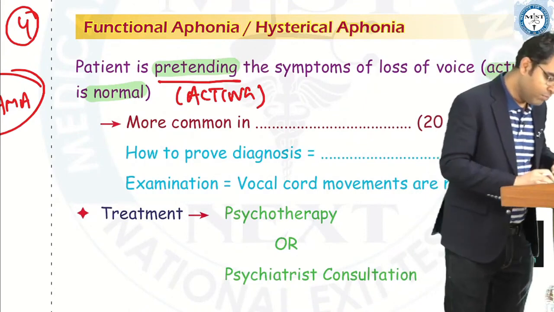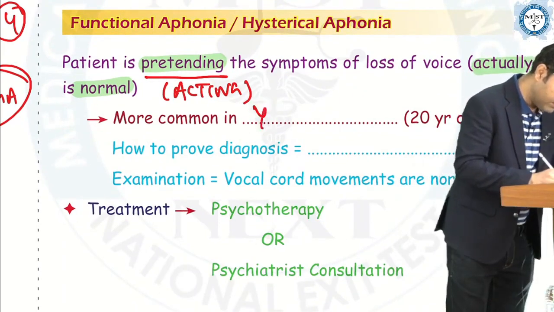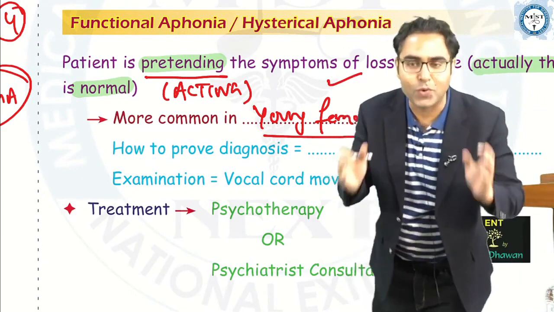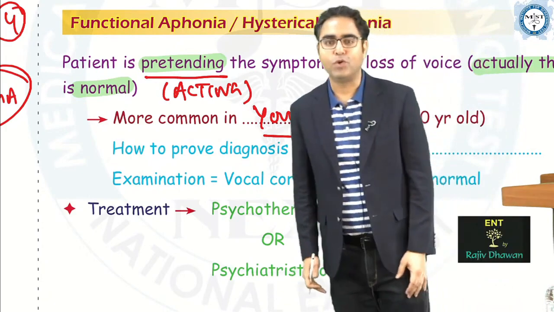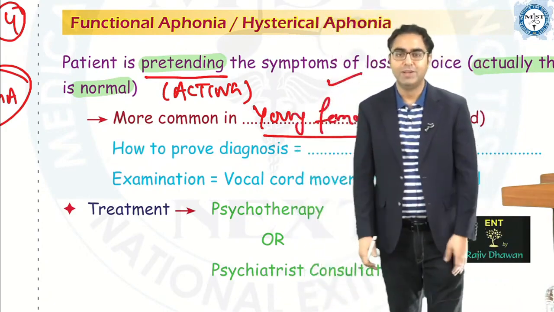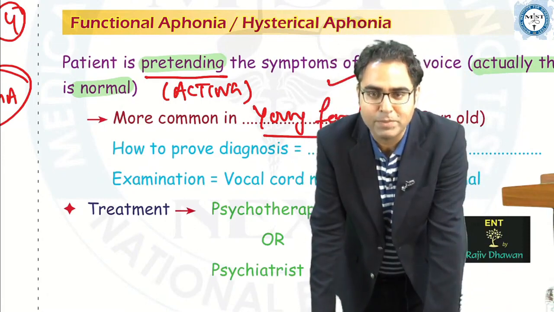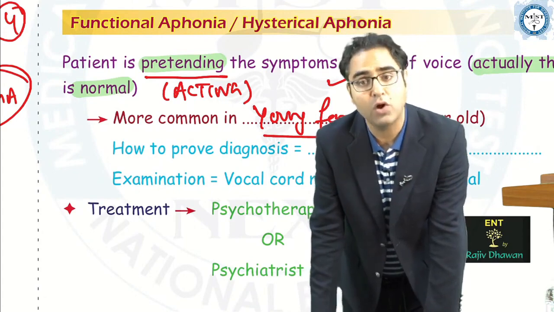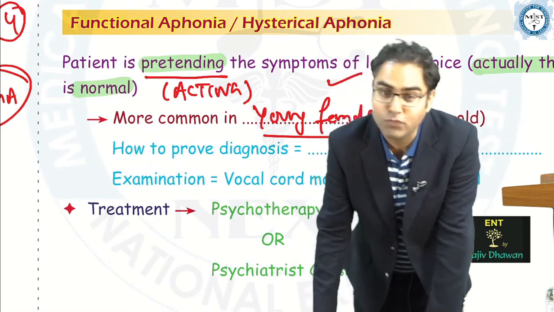Actually, the voice is normal. Okay? More common in young females, beta. Sorry, ma'am. Sorry, ladies. But more common in young females, especially in the bracket of 20-year-old, beta. So a typical question of MCI, beta. Very common question. 20-year-old female presenting with sudden loss of voice. What is the possible cause? Functional aphonia, beta.